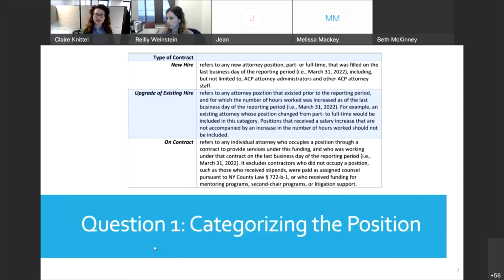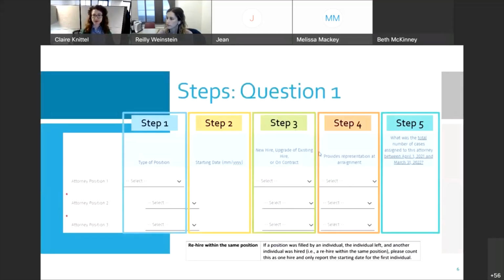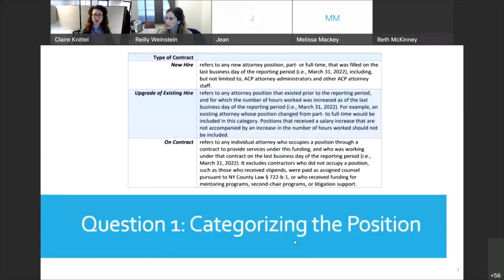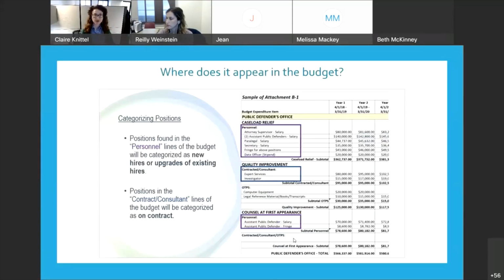So I want to spend a little more time, as we did in part 1, talking about how to categorize your positions. So as you can see, this corresponds to step 3, where you determine whether your position is a new hire, an upgrade, or on contract. So of course, you want to start by looking at your budget. You may remember this from part 1, explaining that positions found in the personnel lines of the budget will be categorized as new hires or upgrades of existing hires, and positions in the contract consultant lines of the budget will be categorized as on contract. So if you haven't heard it enough, we'll say it again, use your budget.